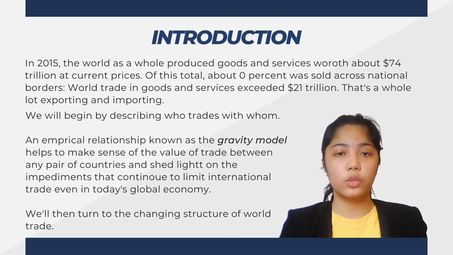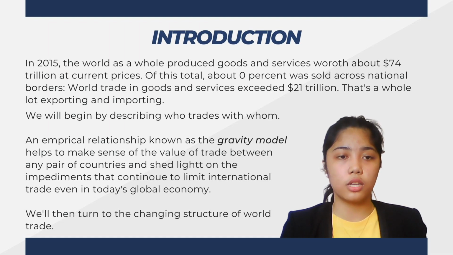Introduction. In 2015, the world as a whole produced goods and services worth $74 trillion. At current prices, of this total, about 30% was sold across national borders. World trade in goods and services exceeded $21 trillion. We will begin by describing who trades with whom.